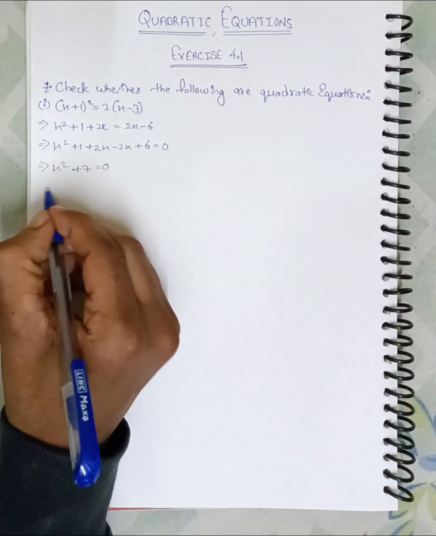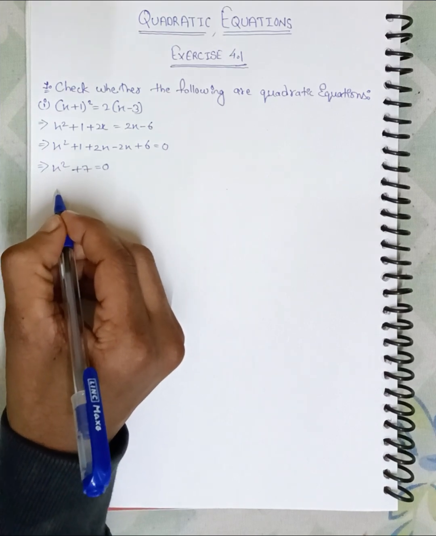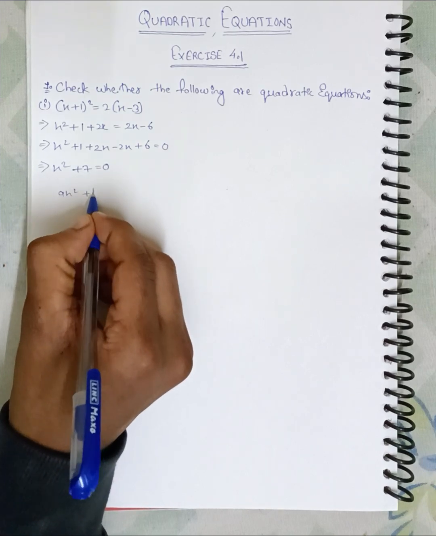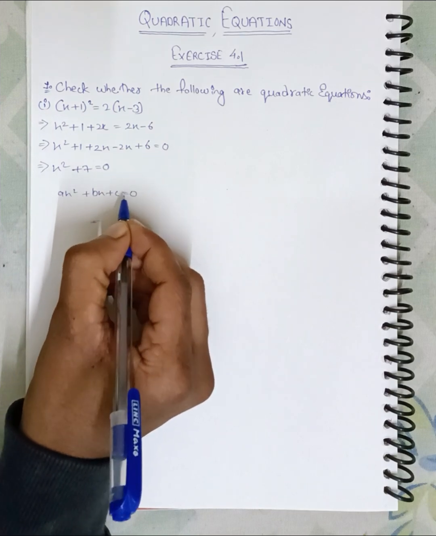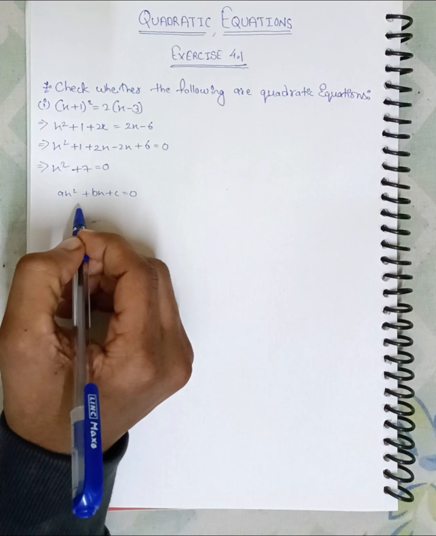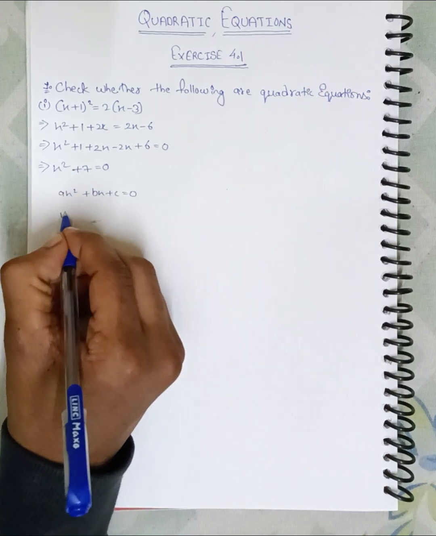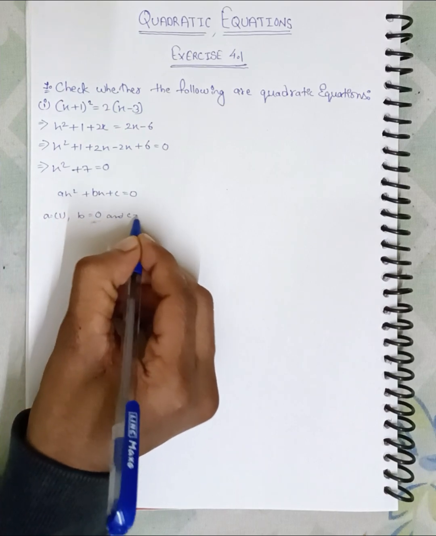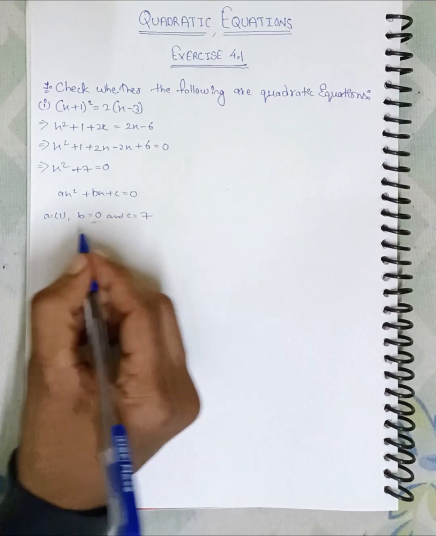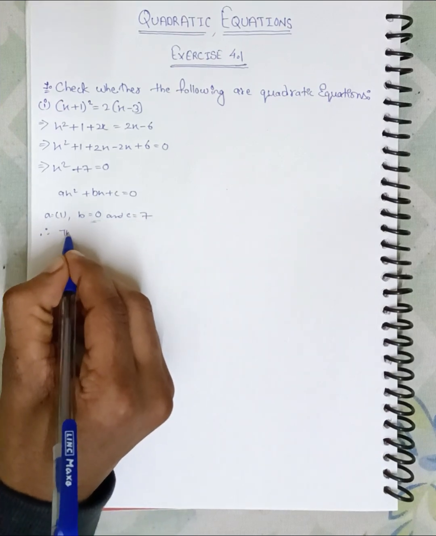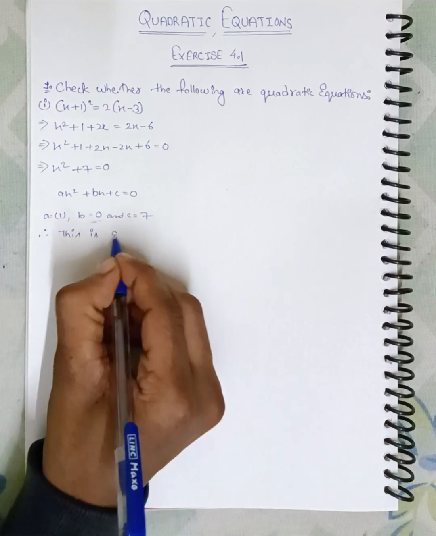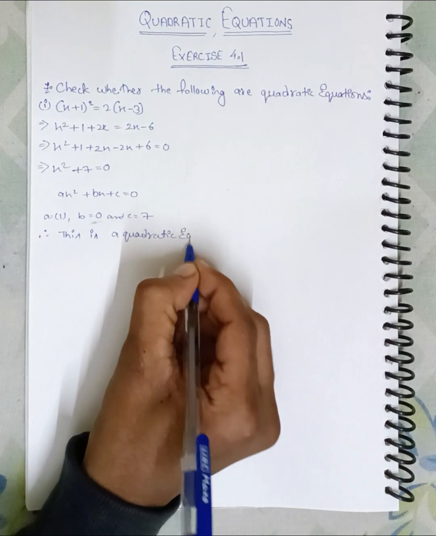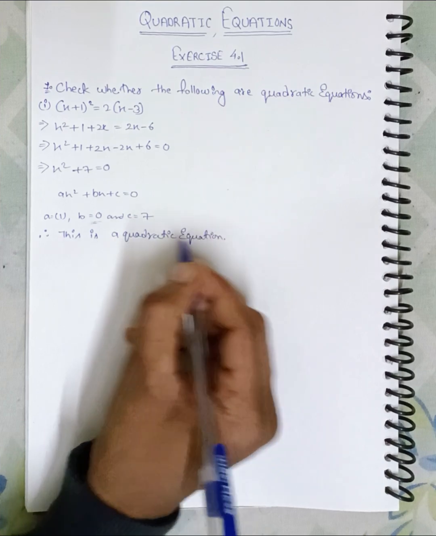So as you can see, the standard form of quadratic equation is ax square plus bx plus c equals to 0, and this is of the form where a is equal to 1, b is equal to 0 and c is equal to 7. Therefore this is a quadratic equation. Now next question.